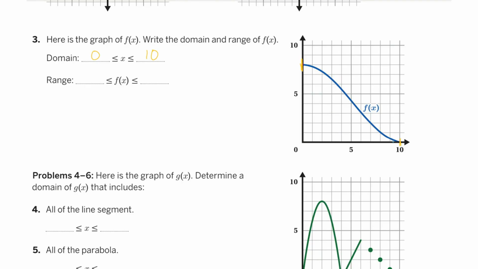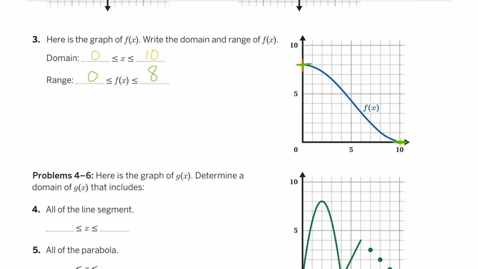And so the smallest y value actually is ending up 0 here. And so I'm kind of starting my range when I write it at 0, and I'm going up to what looks like the y value of 8. And so when I write the range here, the lowest y value is 0, and the highest y value is 8.